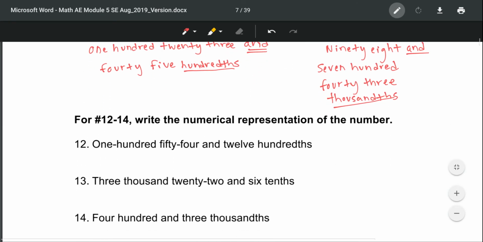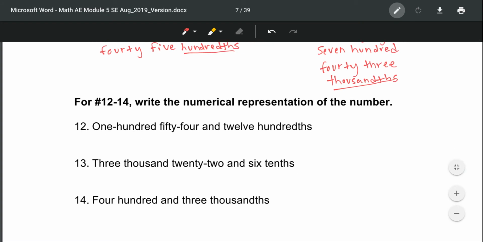Okay, in 12 through 14, it says to write the numerical representation of the number. So you have 154 and 12 hundredths. So we have 154, and means your decimal point, 12 hundredths. So your last digit of 2 would end in the hundredths place.